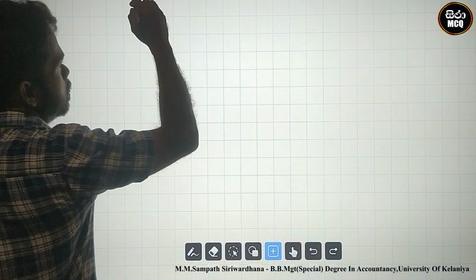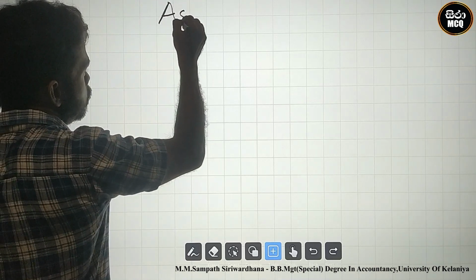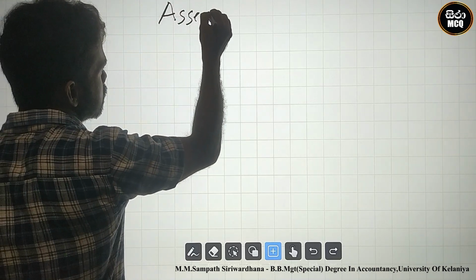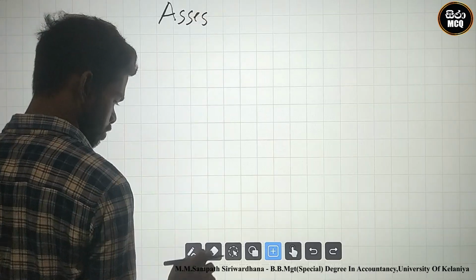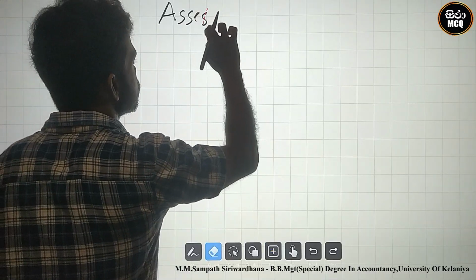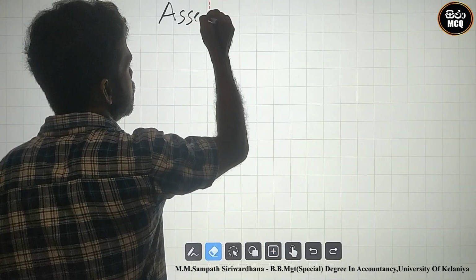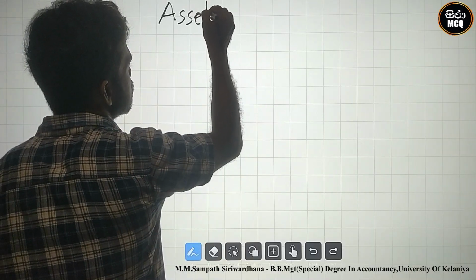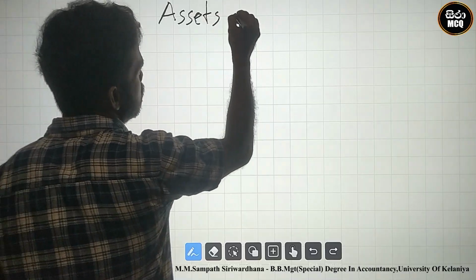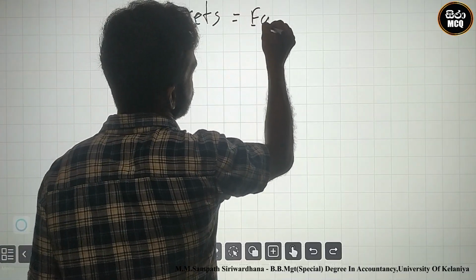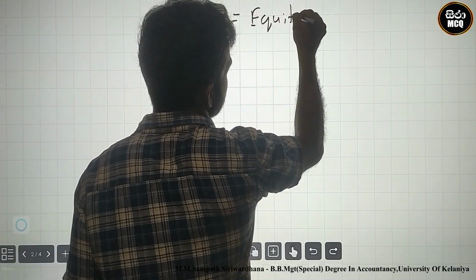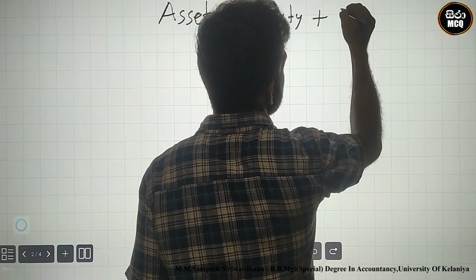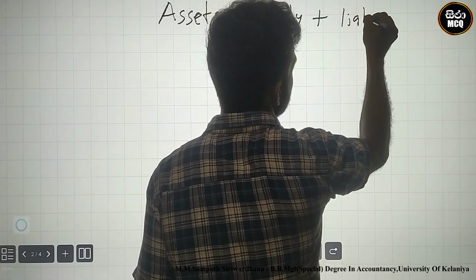Look at the page. Look here, the equation: assets equal equity plus liabilities.